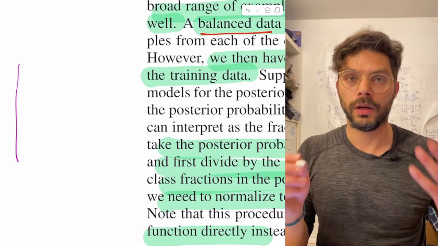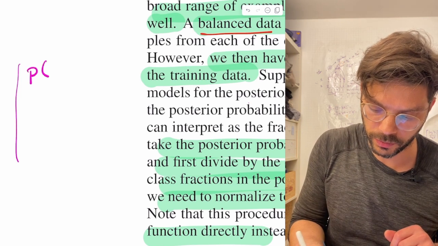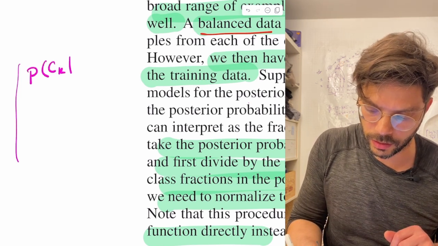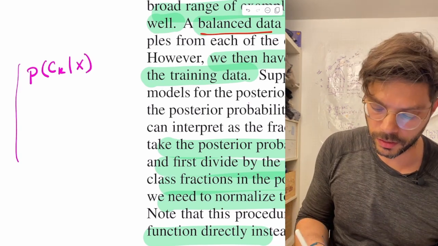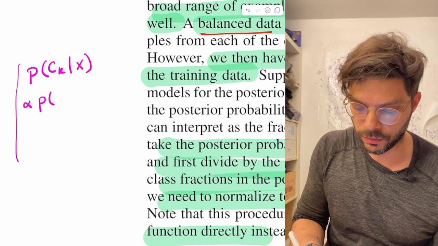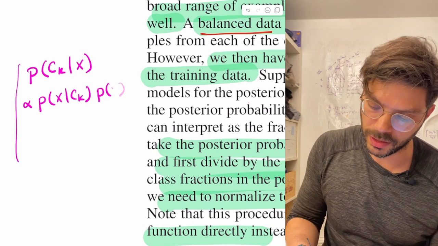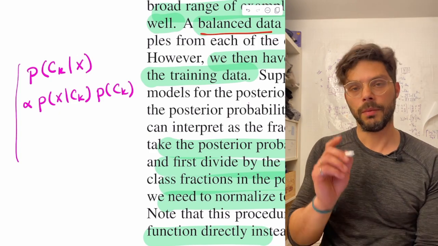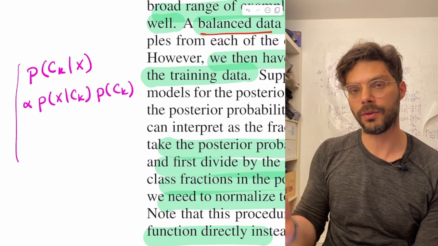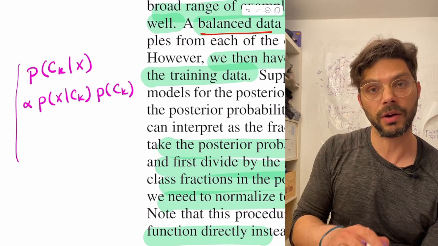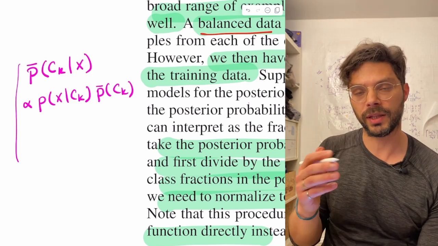So what are we doing? The idea is we're going to compute the posteriors on classes. We know that this is going to be proportional to, from Bayes' rule, P of x given C_k times P of C_k. But now we've created a balanced data set, so our P of C_k's don't actually reflect the real distribution of the data. So our posterior won't reflect the real distribution either. Let's put a bar over it to reflect the fact that we've modified the data set.